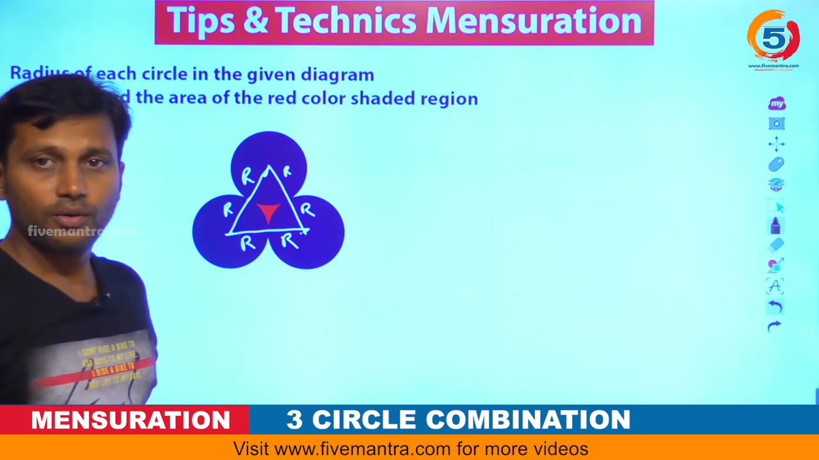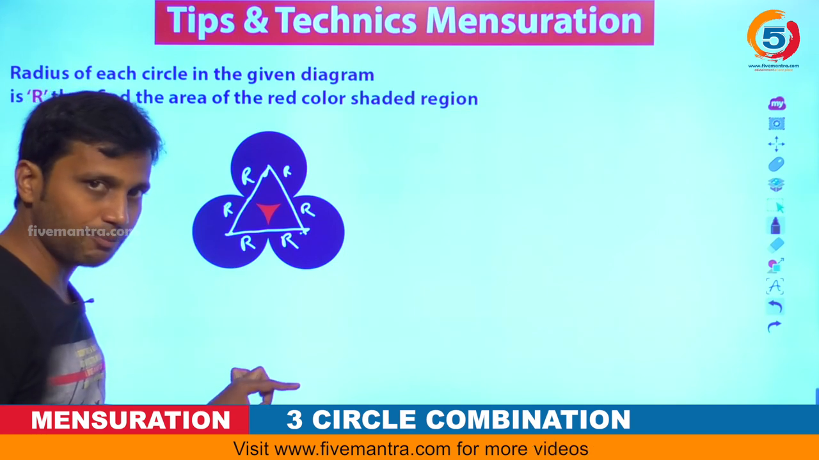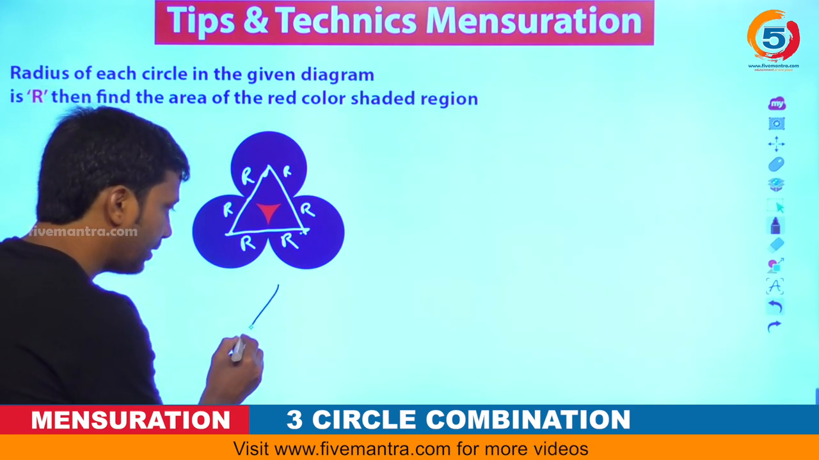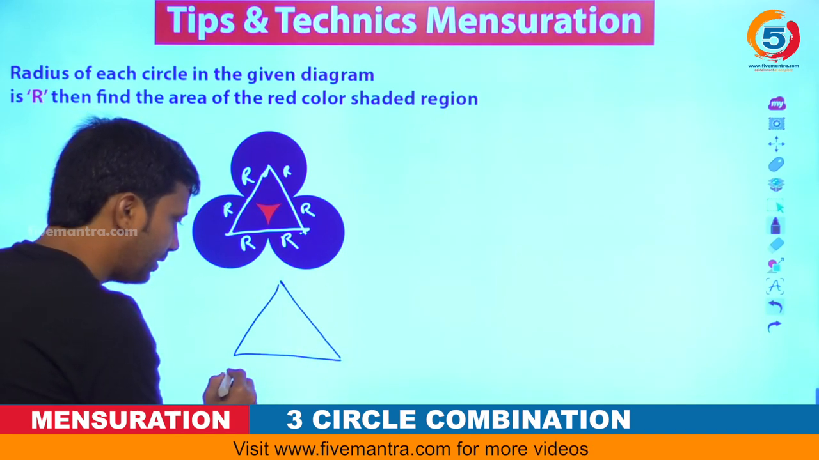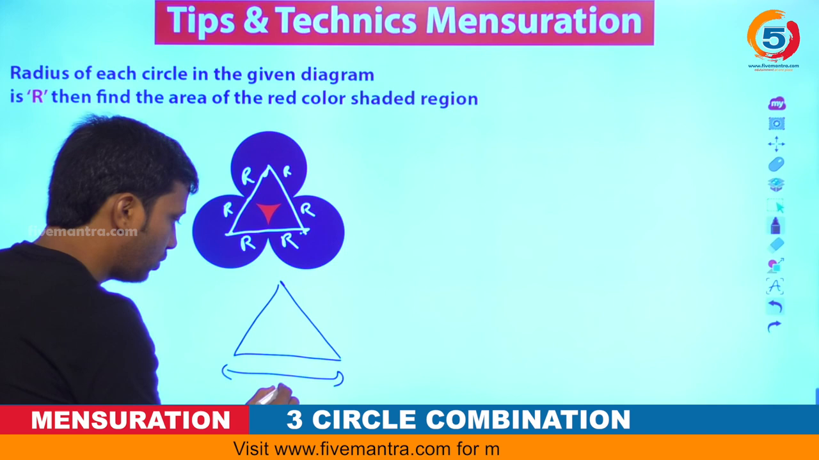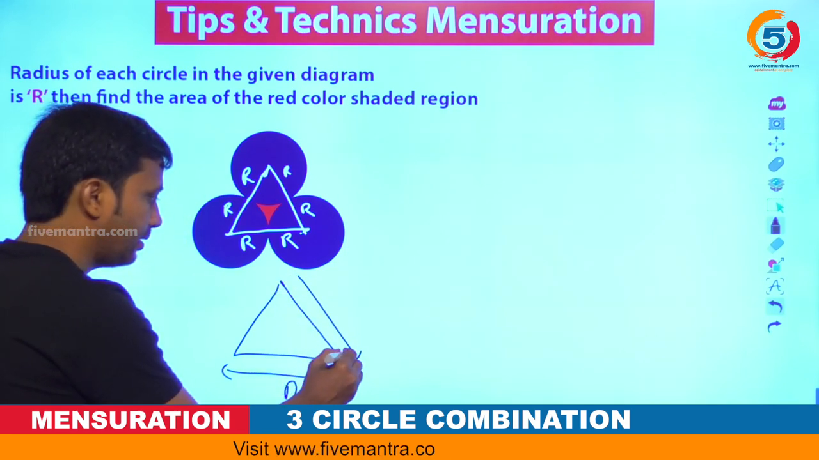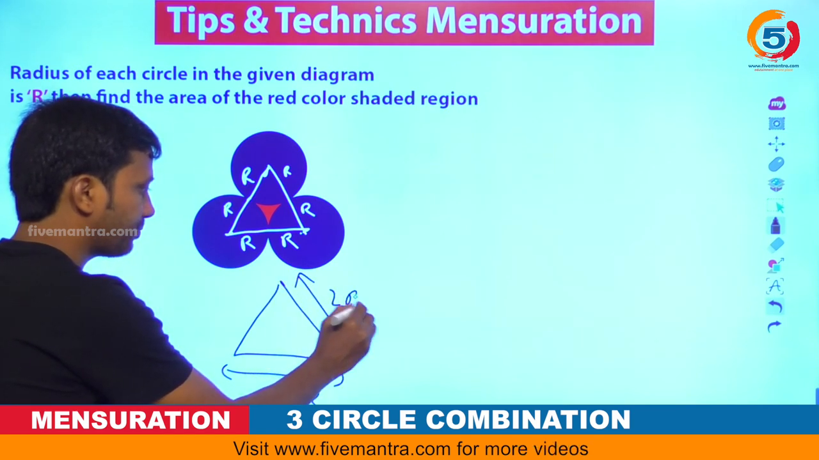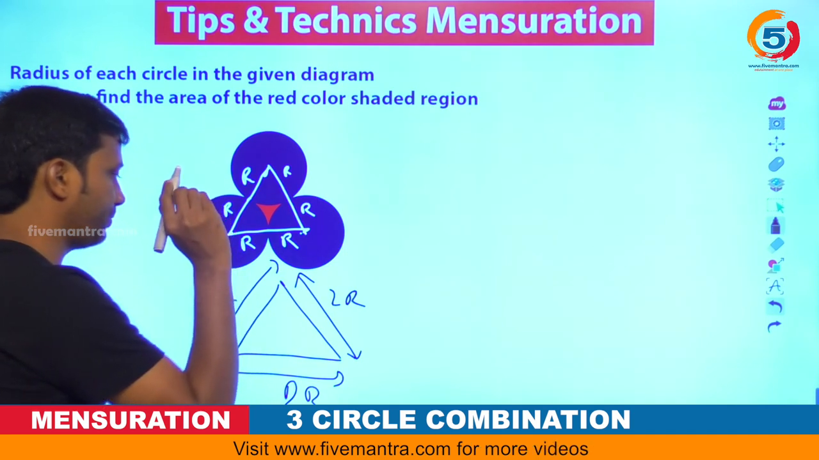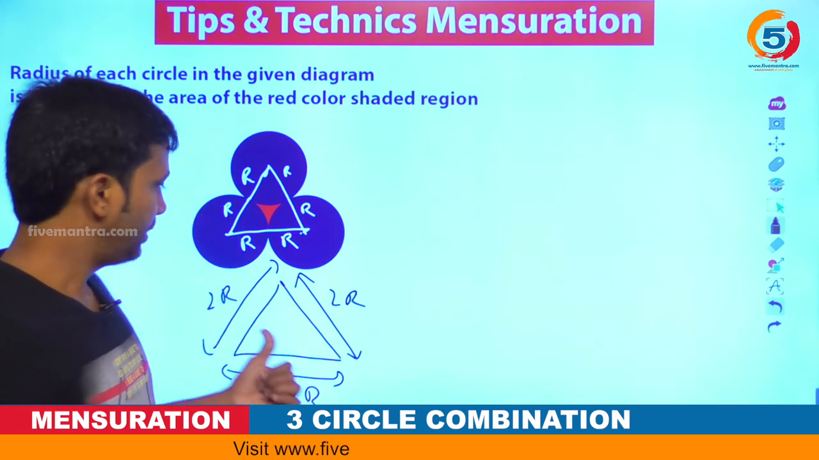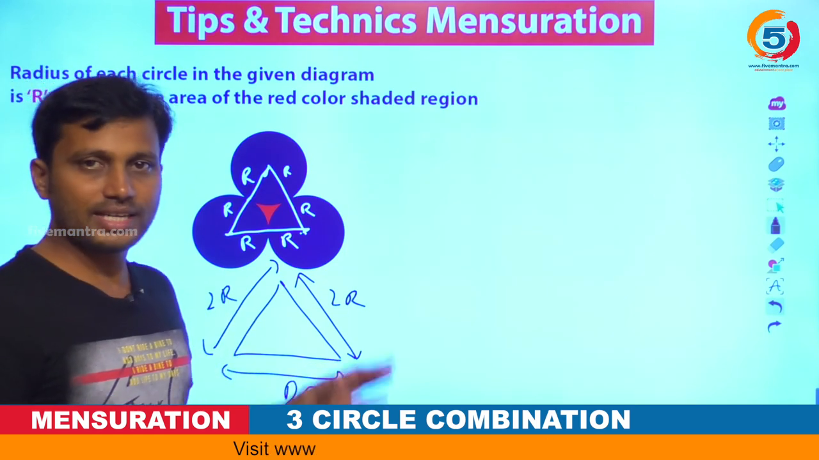Okay, let us see what happens. I am separating this portion from here to here and plotting it again. Does it look like this or not? This length is 2R, this length is 2R, and this length also is 2R. Right? These all are 2Rs only, no? So, it's an equilateral triangle.